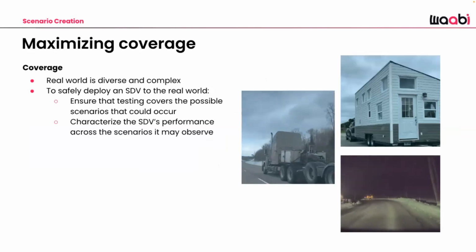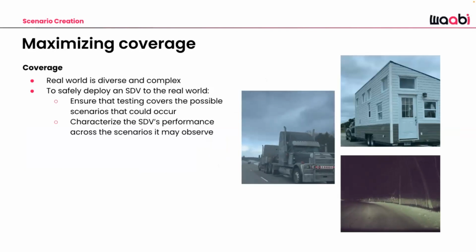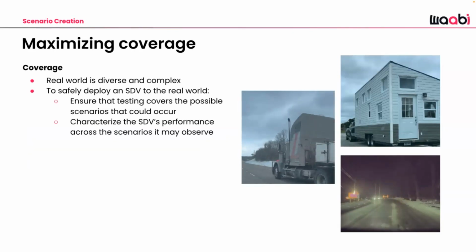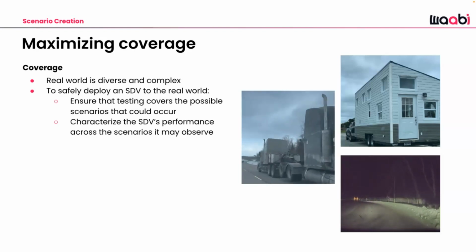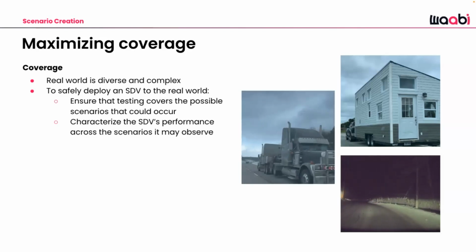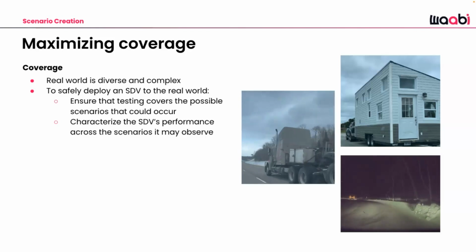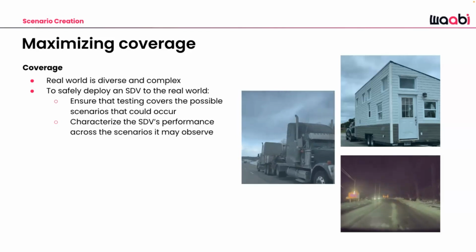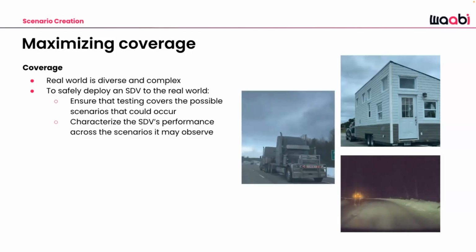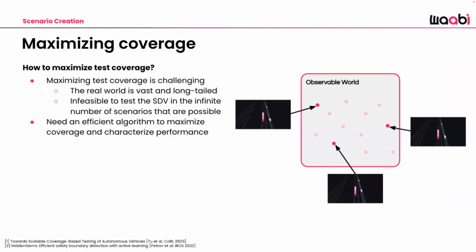Cool. And now we've discussed various ways to generate scenarios, whether it's through manual specification or using generative models directly. And to ensure that we've adequately tested the self-driving vehicle, we also need to make sure that the scenarios that we generate actually cover what the self-driving vehicle might observe in the real world, right? So in other words, the real world is extremely diverse and complex. And to safely deploy the self-driving vehicle to the real world, we need to ensure that testing covers all the possible scenarios that might occur and characterize the SDV's performance across those scenarios. So therefore, we need a way to generate scenarios that will help us maximize test coverage.